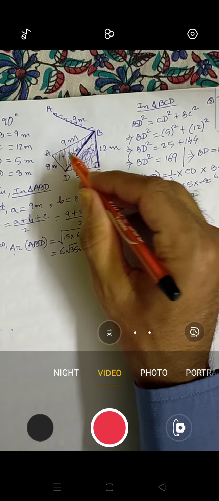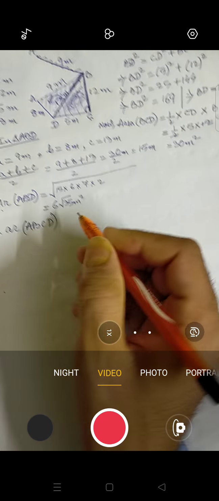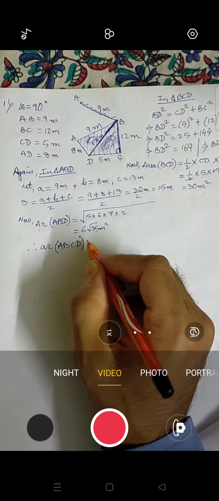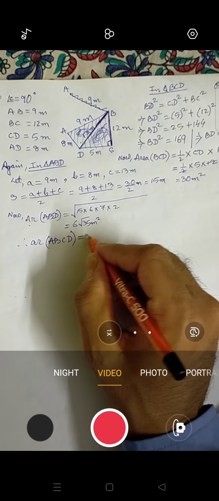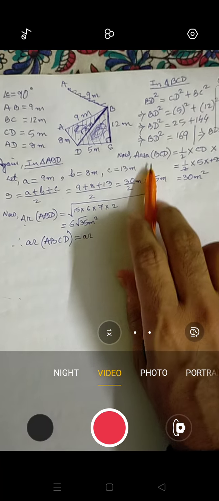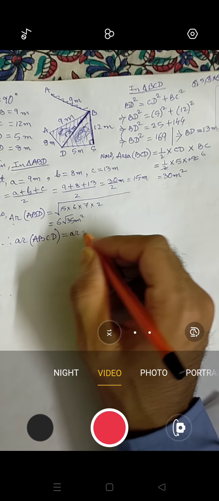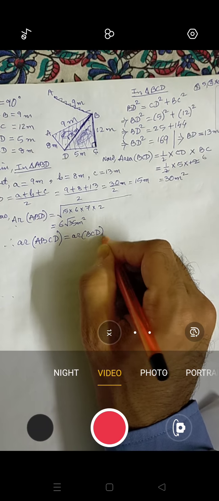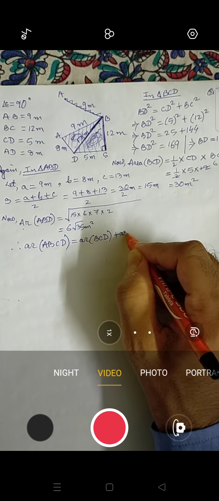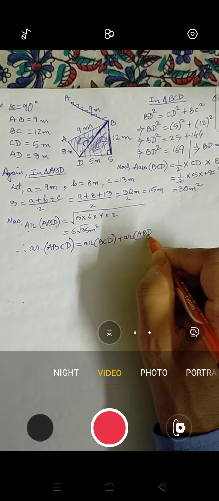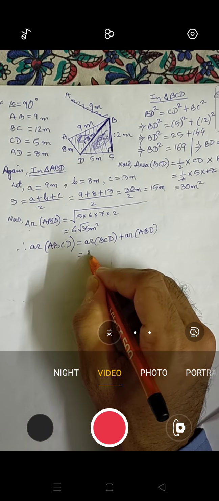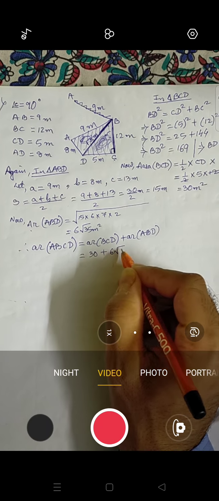Okay. Now we know that if we add this area and this area, then we will be getting the area of the quadrilateral. So I'm writing it here. Therefore, area ABCD was a quadrilateral. So I've written area ABCD equals to area BCD, this triangle we have taken, plus area ABD, the other one. So if we add this, we will have 30 plus 6 root 35.